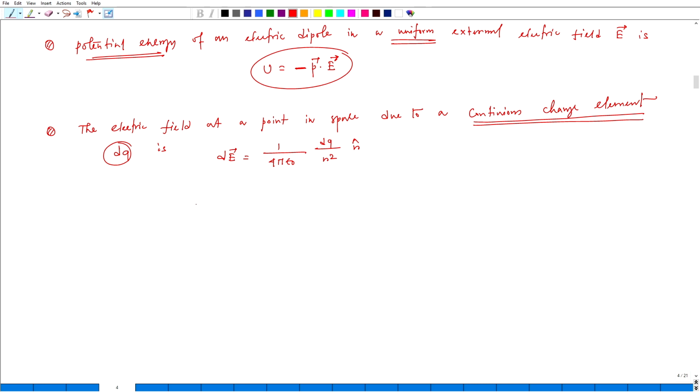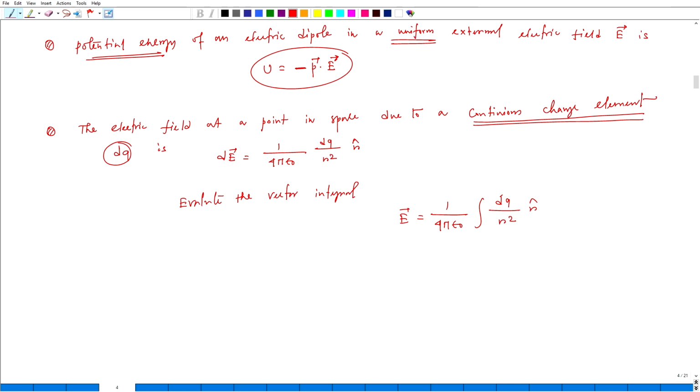So in this case we evaluate the vector integral, E vector = integral of 1 over 4 pi epsilon naught, dq over r square, r cap, integrated over all the charge. Here r is the distance from the dq to the point.